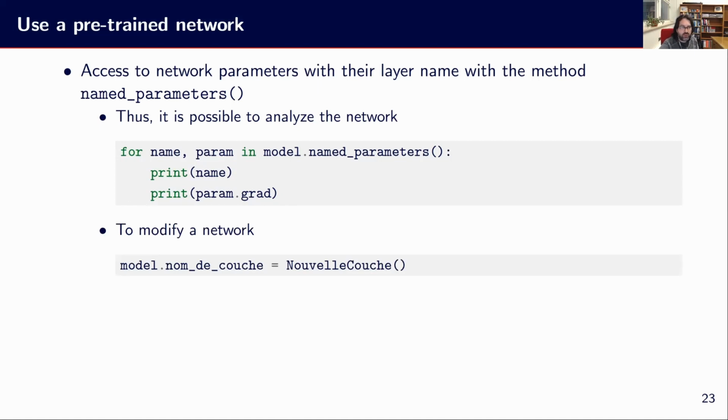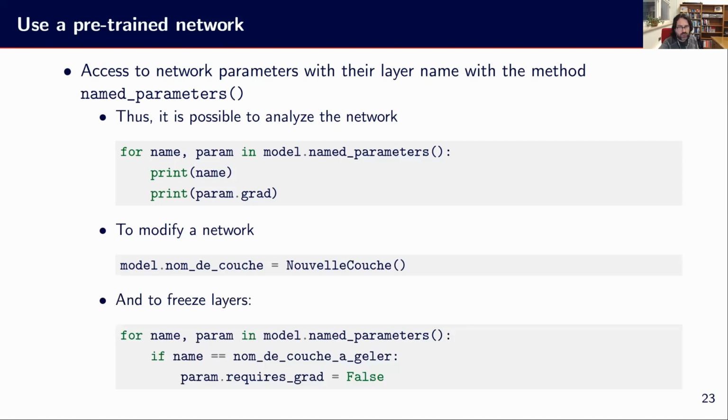If we want to modify the network, we can just change the layer by its name, for example with a new layer, which will allow us to modify it. So we can just say model, that name of the layer, and we can reassign the layer of that name to something else. We are also able to freeze some layers directly by setting requires_grad to false, accessing the layer according to its name.